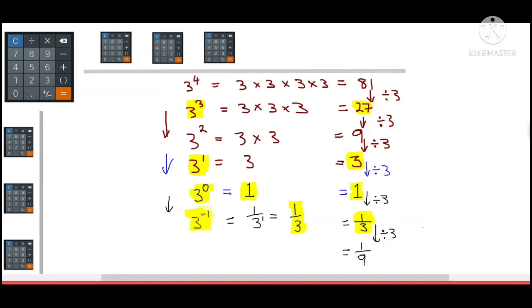Now let's reduce the exponent power on this side by 1. That would give us 3 to the negative 2. And the laws of indices tells us that it would be 1 over 3 to the second power, which works out to give us 1 over 9. And we can clearly see that it is matching right there. So this is one way you can intuitively understand what is going on with integer exponents.